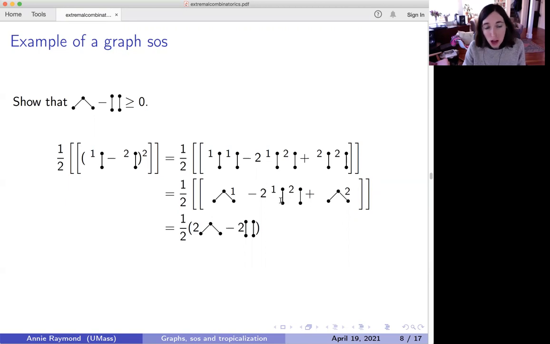Here there's no vertices in common, so I just get this guy again. And then here the label 2 gets glued together, and I get a path of length 2 with the middle vertex labeled 2. Now I sum and normalize, and all that does is unlabel. So I get 2 times the path of length 2 minus 2 times 2 disjoint edges. I take 1/2 of that, and this gives me exactly a path of length 2 minus 2 disjoint edges. And so this tells me that, yes, this is non-negative. This is my sum of squares proof for it. Any questions about how we write sums of squares?